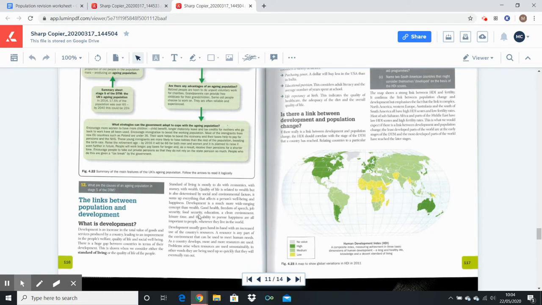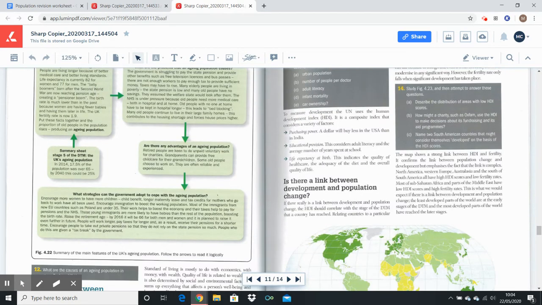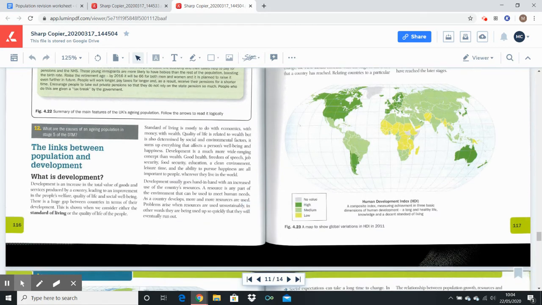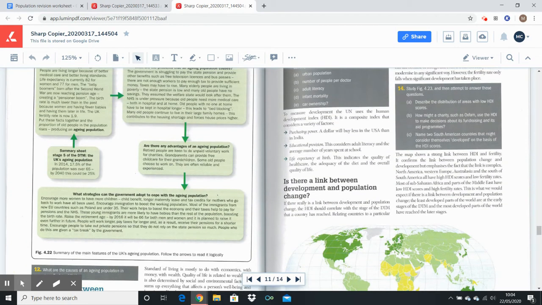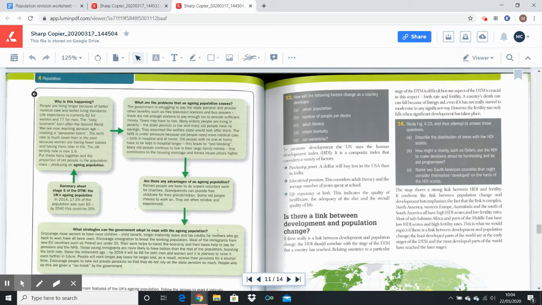So what are the links between population and development? There are a few links to say that the more developed the country, the higher the HDI, the Human Development Index, closer to 1, the better life people have, but it tends to have a lower growth rate. The Human Development Index takes everything into account, like how long people live, their education and their standard of living, and it would tend to be a better demographic transition model. But they tend to have a lower fertility rate and a lower birth rate as well.